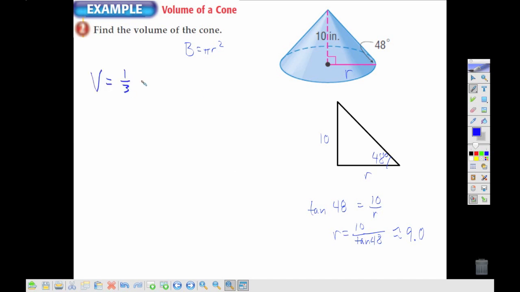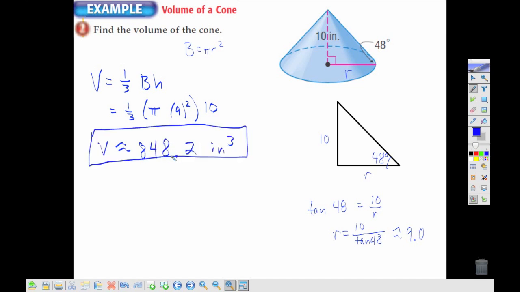Our volume then would be, again, 1/3 of the base times the height. So we'll use, for our base, pi r squared times the height, which is 10. And that's going to come to about 848.2 inches cubed.